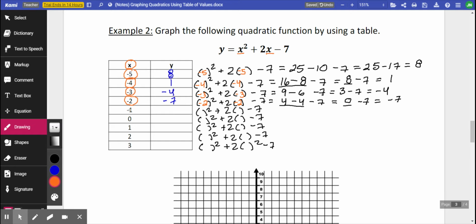Okay, so by now it should be pretty repetitive. So next we're plugging in -1. -1 squared is just 1. So that'll give me 1. 2 times -1 is -2, and then subtract 7. So 1 minus 2 is going to give me -1, and then we still had that minus 7, right? So -1 minus 7 will give me -8. So -8.